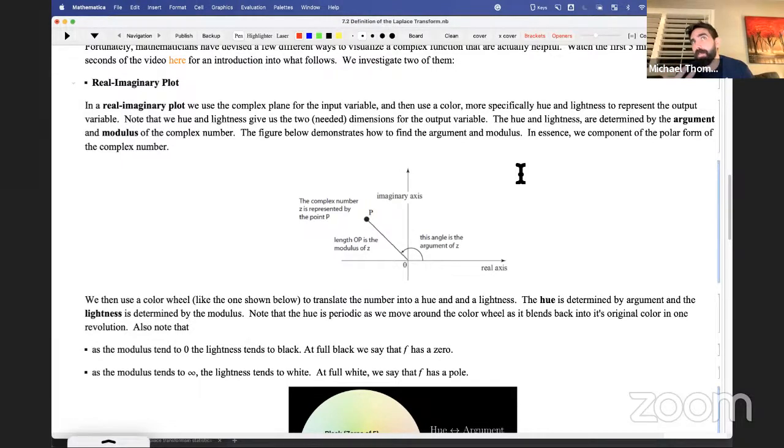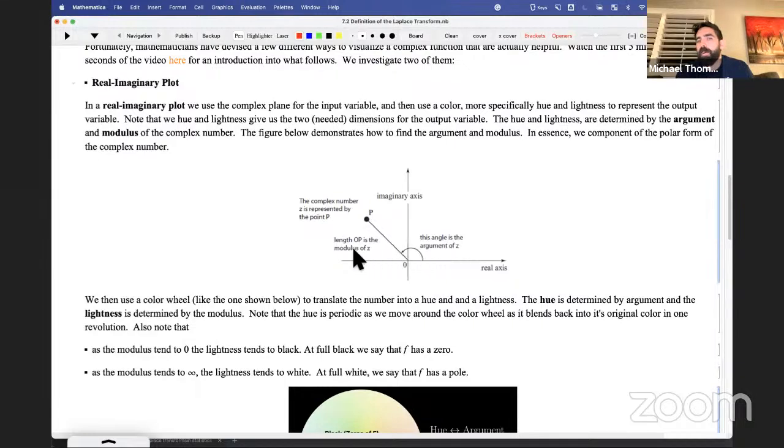Now in order to make this worthwhile, instead of looking at our output variable as a plus bi, we're going to convert the a plus bi to a polar representation. And you guys have done this before. We've done lots of polar stuff. So basically, if this is your number, a plus bi, we're going to find the distance from the origin out to our point. That's called the modulus. And then we're going to find the angle off of the positive real axis in the counterclockwise direction. And that's called the argument.